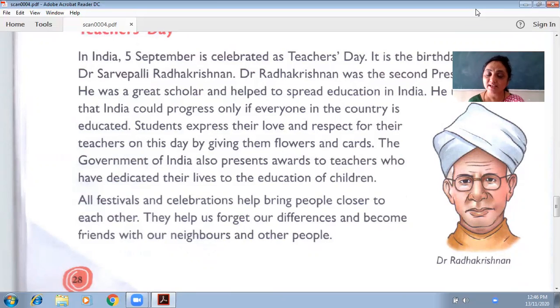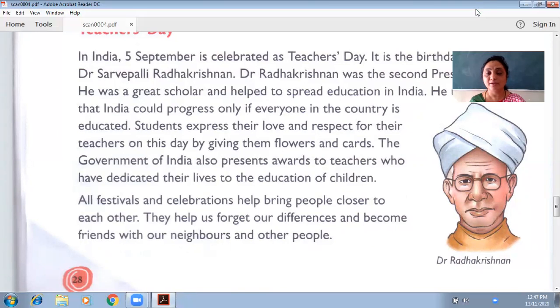So festivals are the funniest, and they are going to give us a fresh mood. All festivals and celebrations help bring people closer to each other. Dear children, they help us forget our differences and become friends with our neighbors and other people. Festivals keep us very, very close, and we forget whatever differences we have with neighbors and friends.